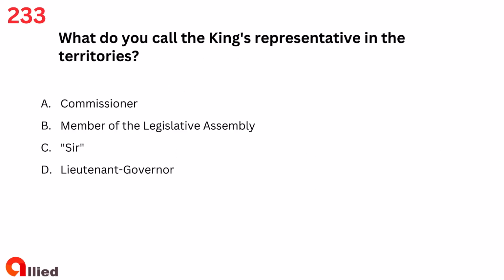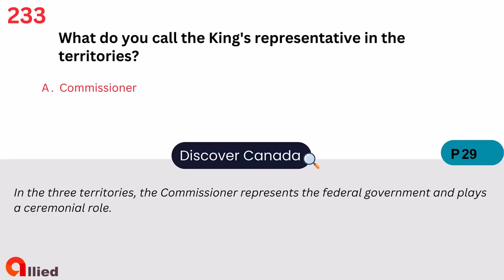Question 233. What do you call the King's representative in the territories? A. Commissioner. B. Member of the Legislative Assembly. C. Sir. D. Lieutenant Governor. The answer is A. Commissioner.